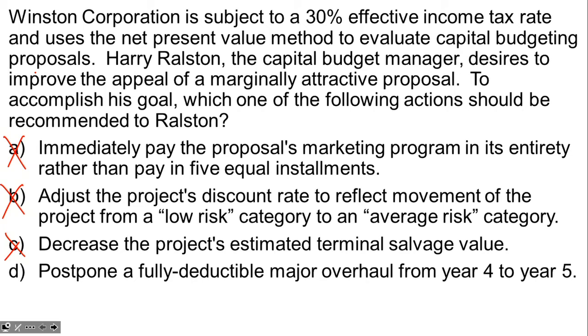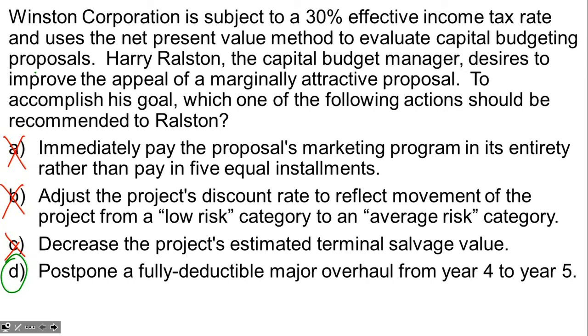So let's hope choice D is actually going to increase the net present value of this project. Choice D, postpone a fully deductible major overhaul from year 4 to year 5. We're taking that outflow, that major overhaul, that repair work that needs to be done, and we're moving it further away into the future from year 4 to year 5. And so that, if Ralston does that, will increase the net present value of the project. Whether it increases it by enough, we don't know, but of these 4 choices, that is what would increase the net present value.